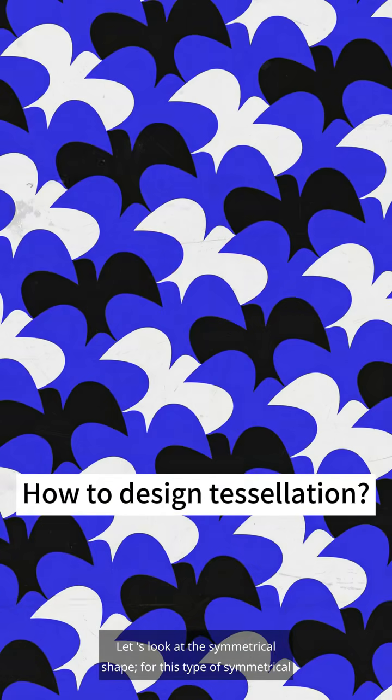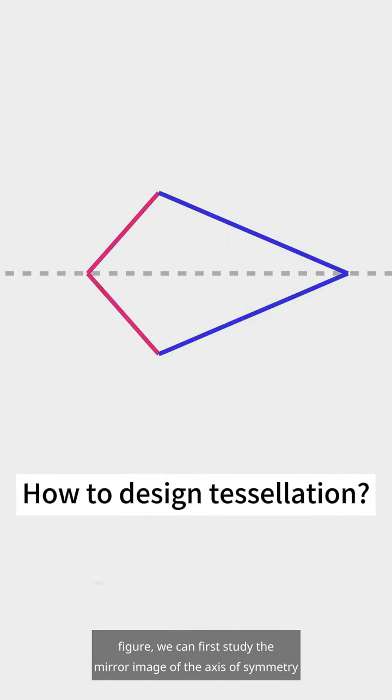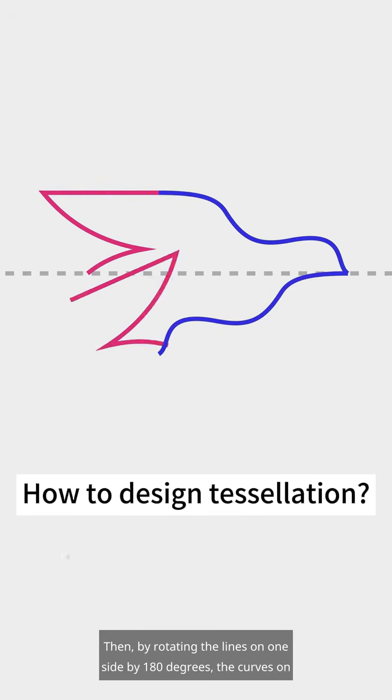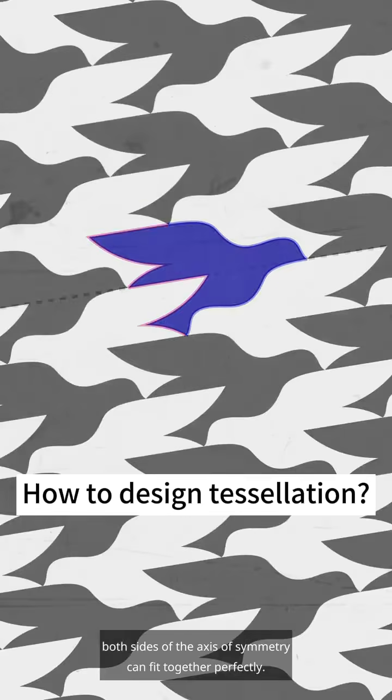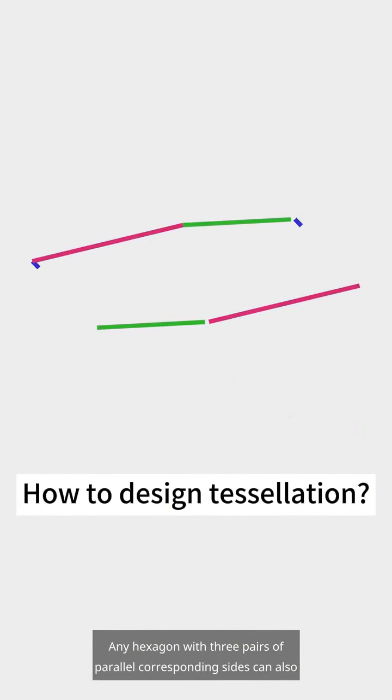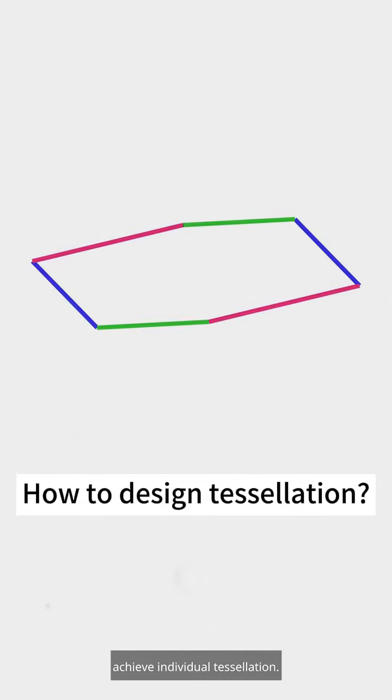Let's look at the symmetrical shape. For this type of symmetrical figure, we can first study the mirror image of the axis of symmetry and adjust the lines on both sides. Then, by rotating the lines on one side by 180 degrees, the curves on both sides of the axis of symmetry can fit together perfectly. Any hexagon with three pairs of parallel corresponding sides can also achieve individual tessellation.